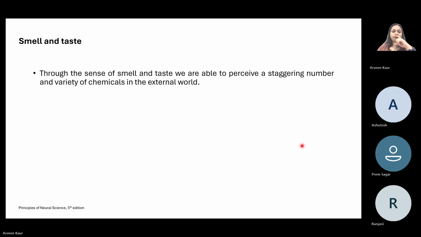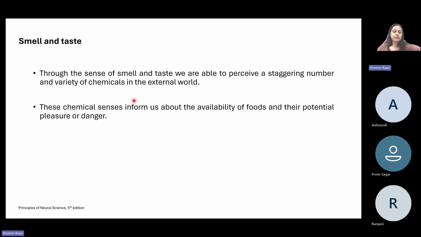Then we come to the final senses, smell and taste. So this is even more brief than the one that we just talked about, right? Through the sense of smell and taste, we are able to perceive a staggering number and variety of chemicals in the external world, right?